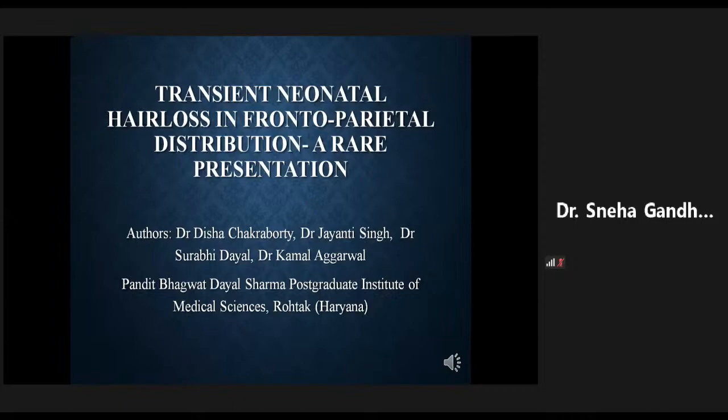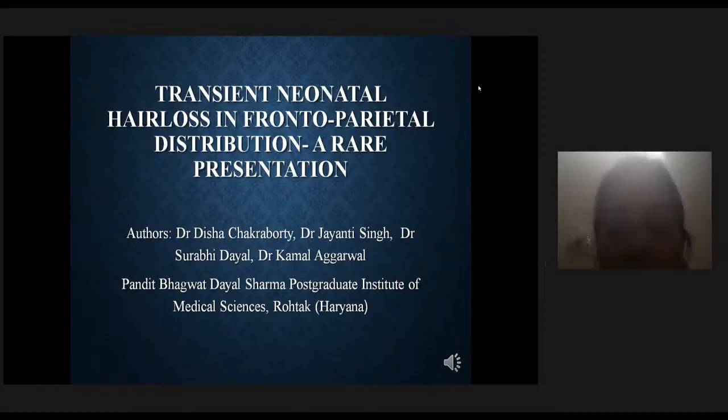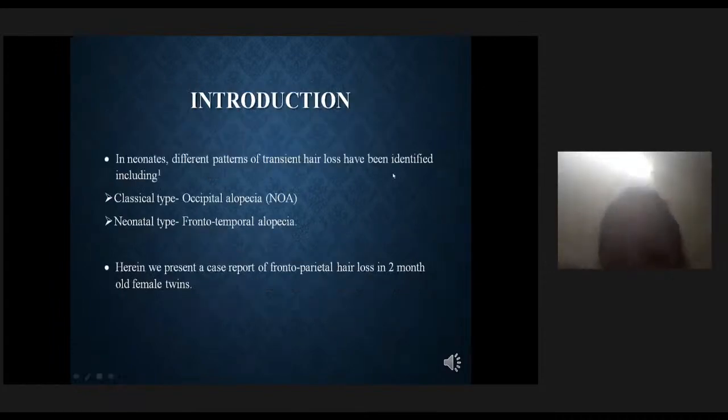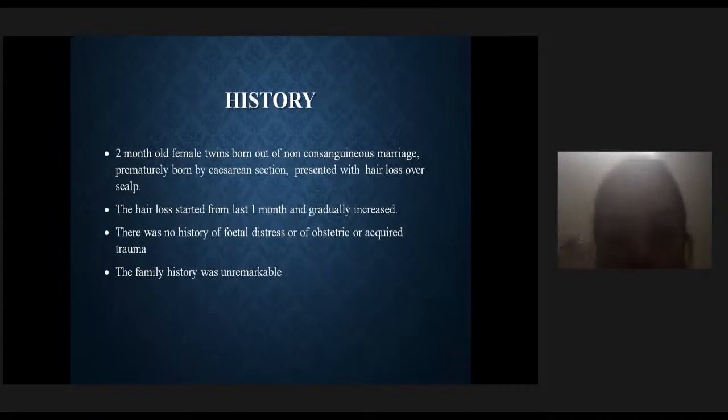Good evening, everyone. I, Dr. Disha, am presenting a case report on transient neonatal hair loss in frontoparietal distribution. Introduction. In neonates, different patterns of transient hair loss have been identified, including the classical type, which is occipital alopecia, and the neonatal type, which is frontotemporal alopecia. Herein, we present a case report of frontoparietal hair loss in 2-month-old female twins.